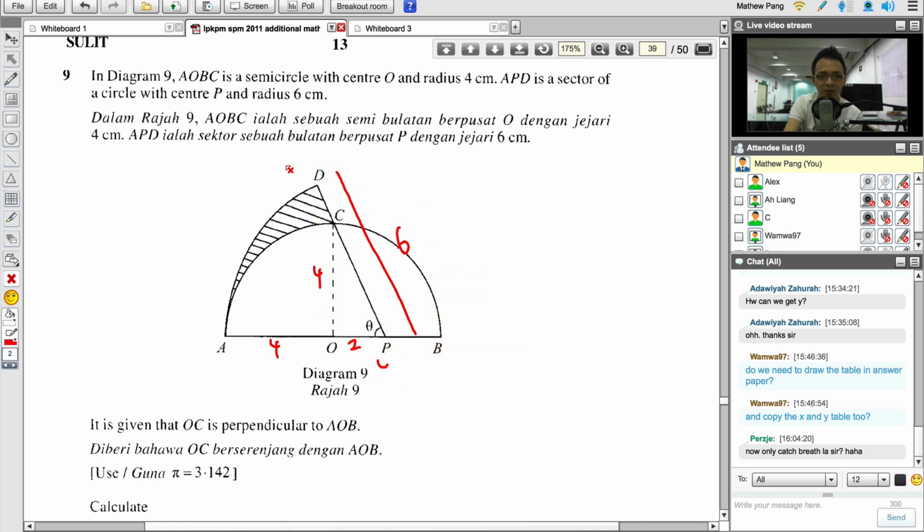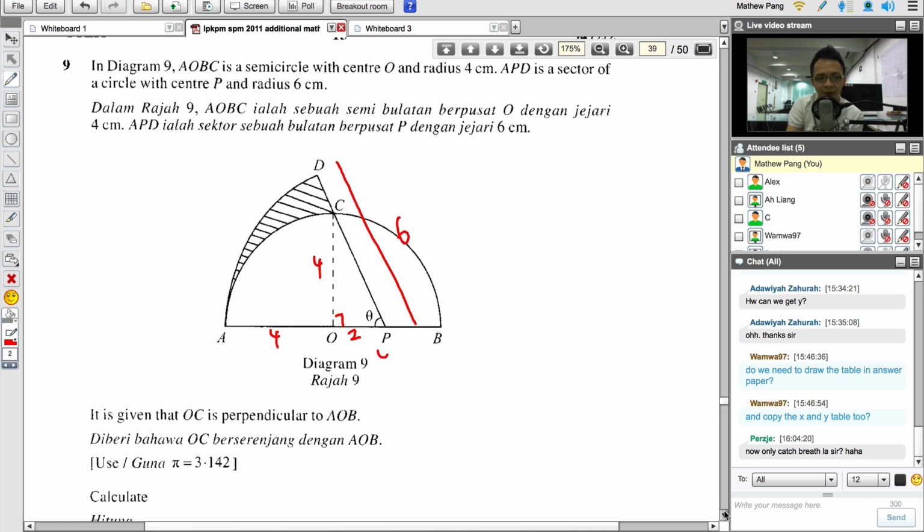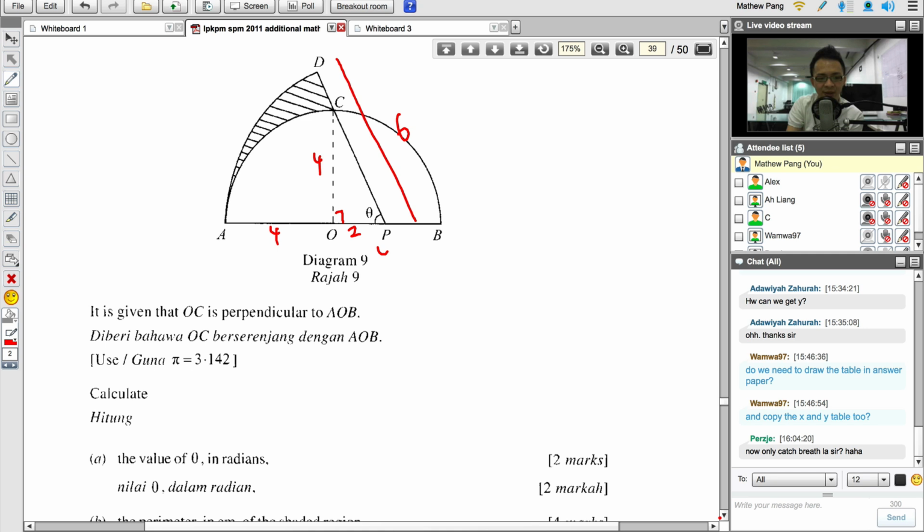Okay. First, what does the question want to find? It tells you OC is perpendicular to AOD, so this is 90 degrees. What does the question want to find in the first place? Find the angle in radians.